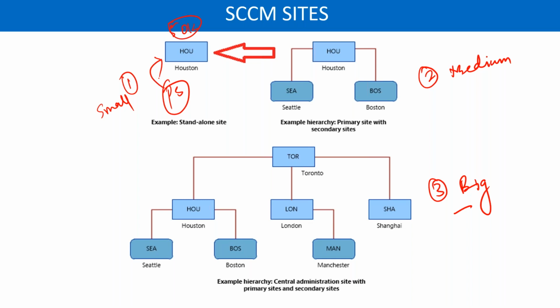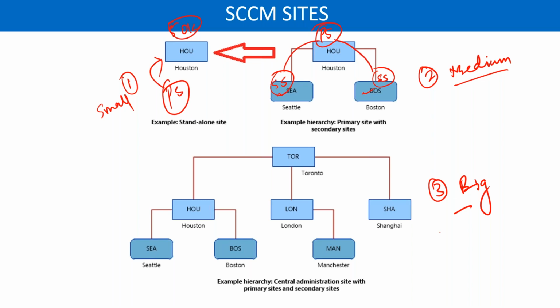Now suppose you become a medium sized company and expand your business with one branch office in Seattle and another branch office in Boston. You will need a secondary site here and a secondary site here, and both of them will report to the primary site in Houston.